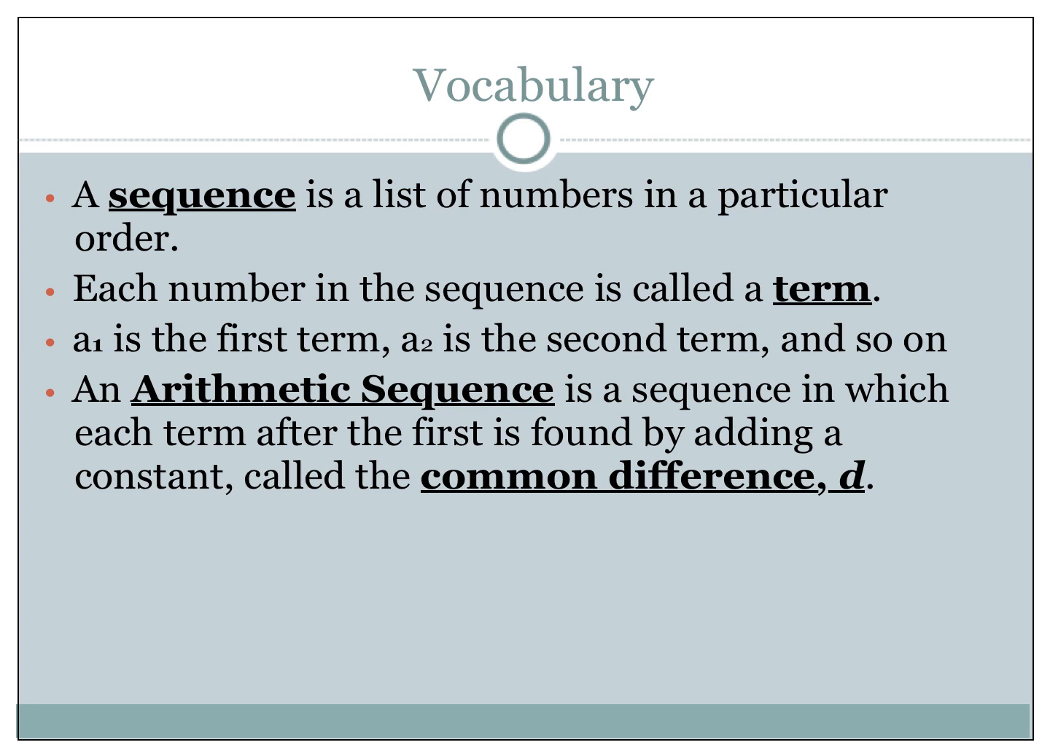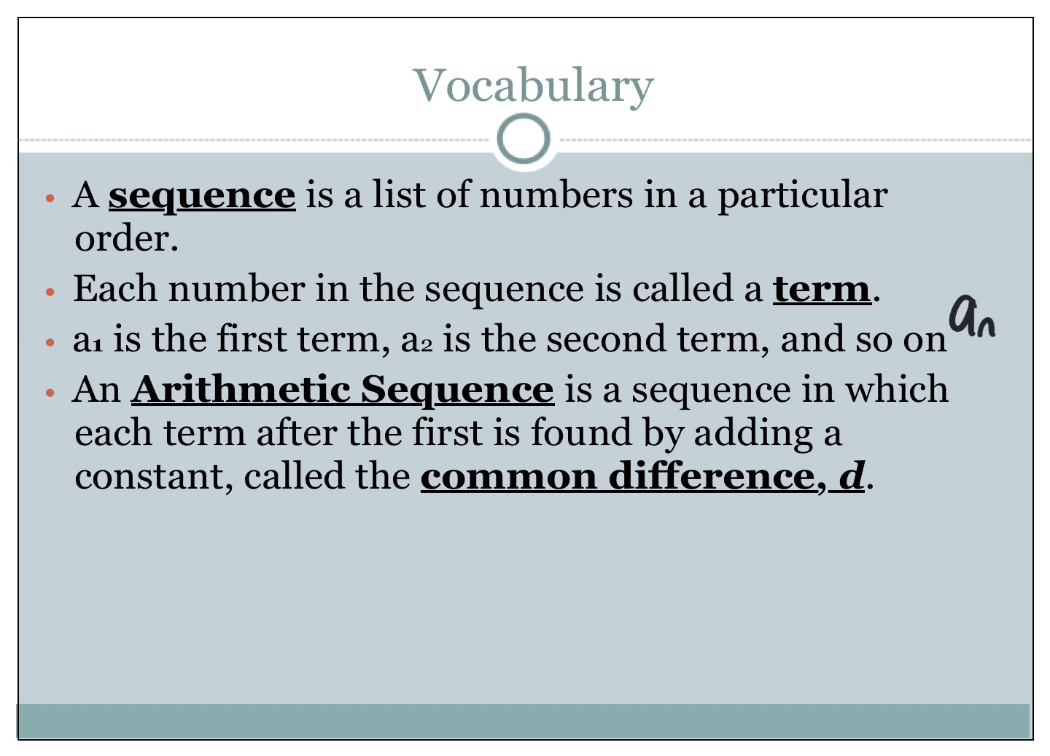A1 is the first term, A2 is the second term, and we use An to represent the nth term. That's the term we're interested in finding, a term we don't know, or to write the rule for the arithmetic sequence.